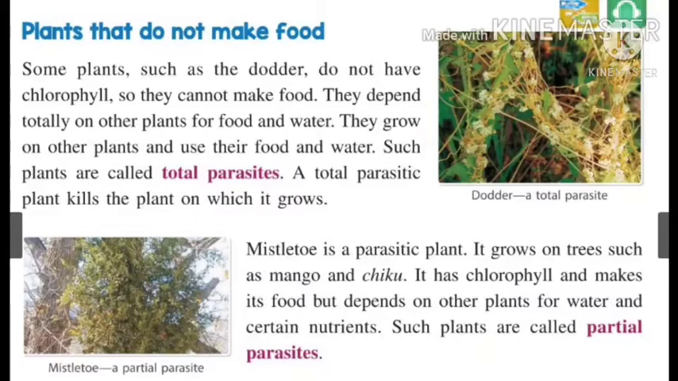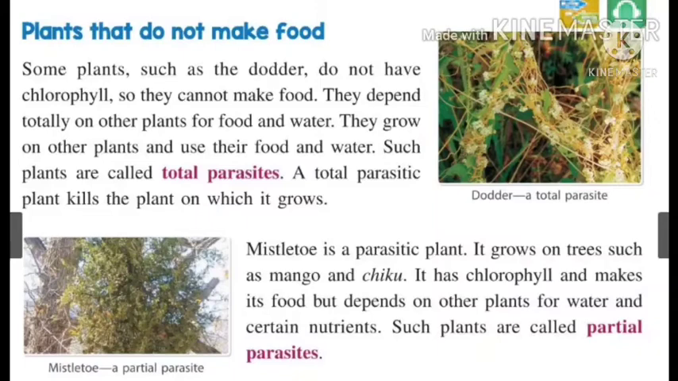So this type of plants are known as total parasites. Now we will talk about another parasitic plant. Mistletoe is a parasitic plant. It grows on trees such as mango and chiku. It has chlorophyll and makes its food but depends on other plants for water and certain nutrients. Such plants are called partial parasites.